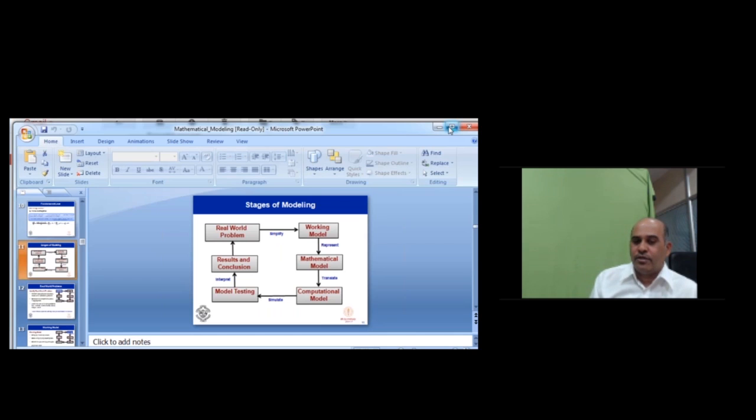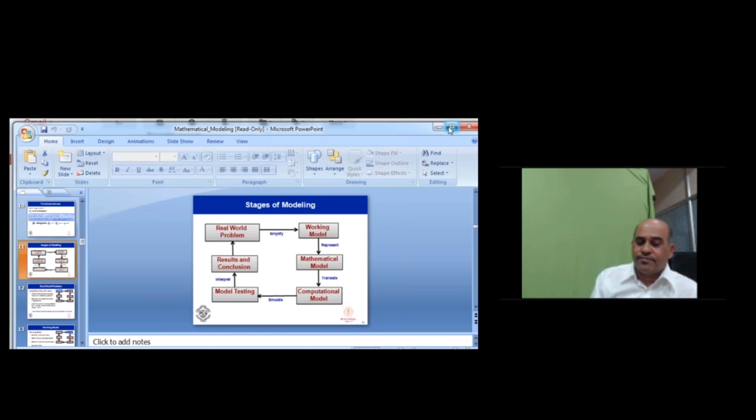For that you require some computational model. Maybe your equations are partial differential equations. A partial differential equation cannot be solved directly, so represent it as an ordinary differential equation by applying some approximation techniques. Then simulate, solve that model using the computational tools, and test that model by applying the actual scenarios.